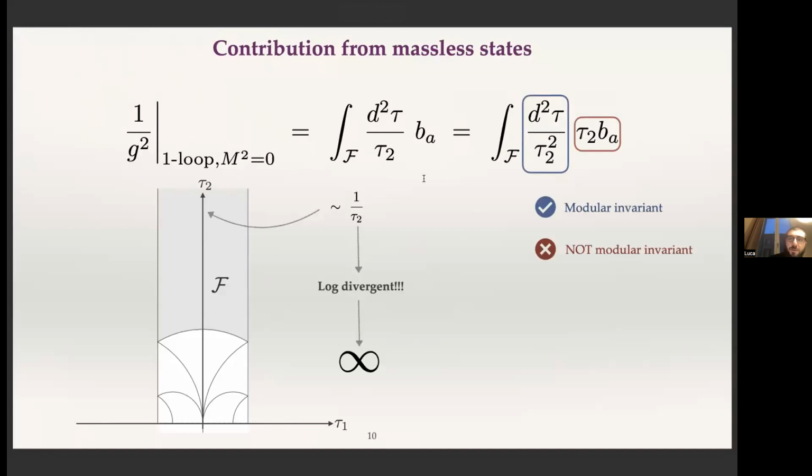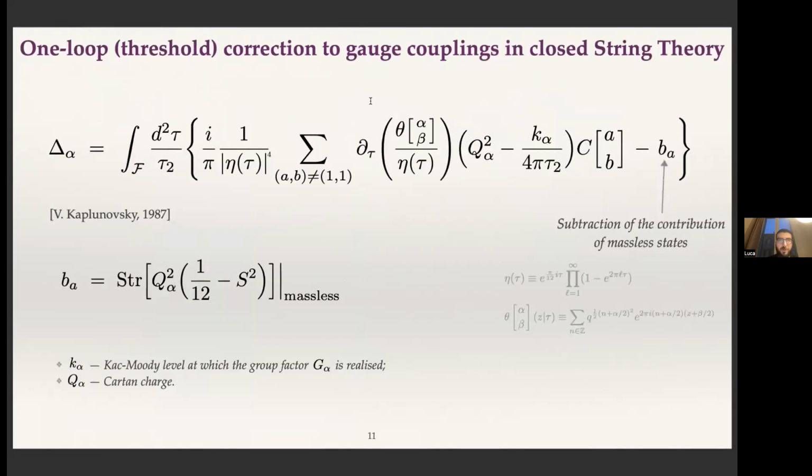And furthermore, we have some problem with modular invariance, because the contribution of the massless states is not modular invariant by itself. Because if we take this integral and then we multiply it and divide by tau 2, we will have something which is modular invariant. One can show very easily that this is completely modular invariant. But this piece here, tau 2 times a constant, is not modular invariant by itself. The consequence of this is the following.